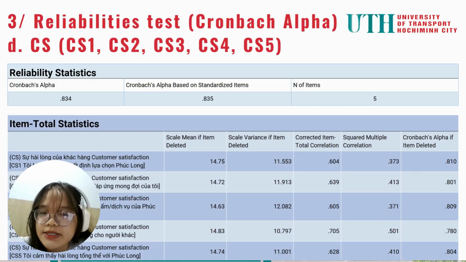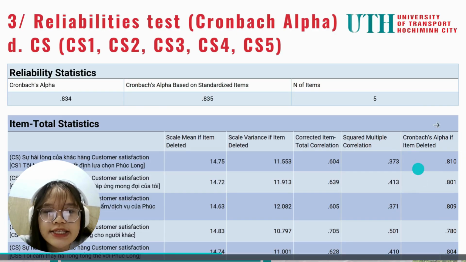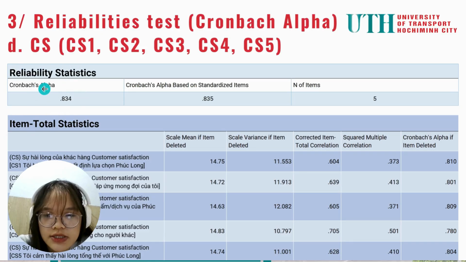For customer satisfaction, Cronbach's alpha was 0.834. All 5 corrected item-total correlations were higher than 0.3. Furthermore, the alpha if item deleted values were lower than the Cronbach's alpha. So all of these 5 CS items are still retained for the upcoming analysis.